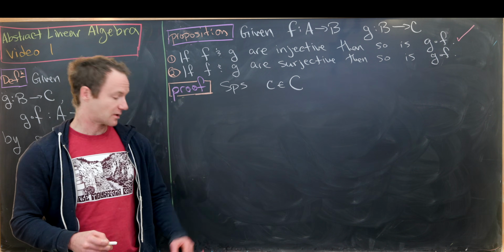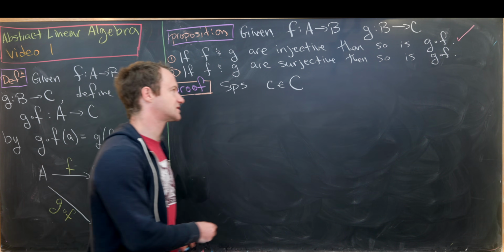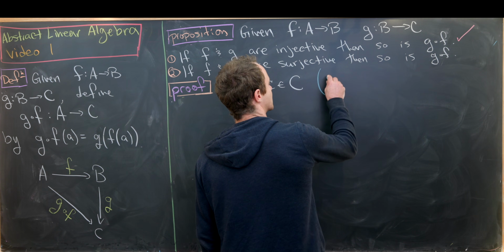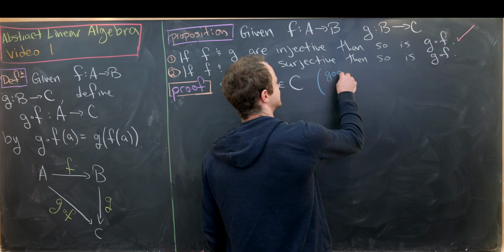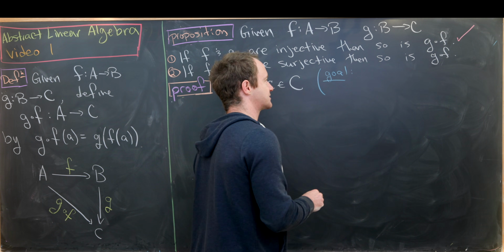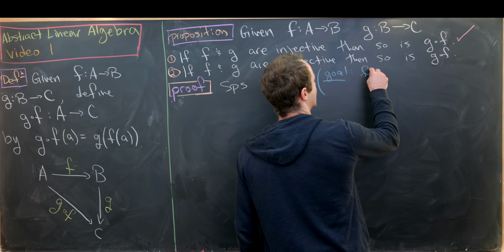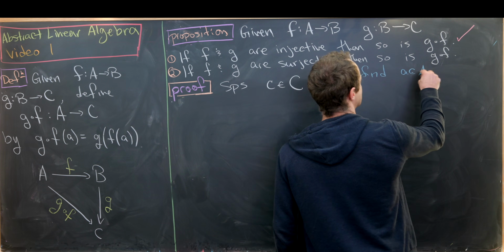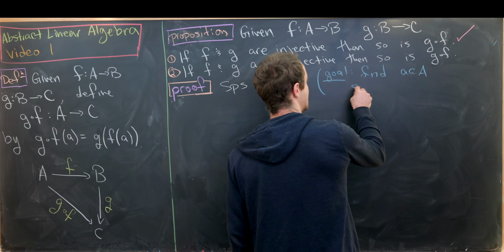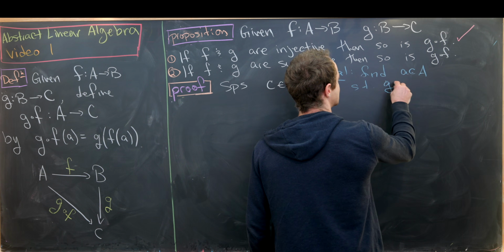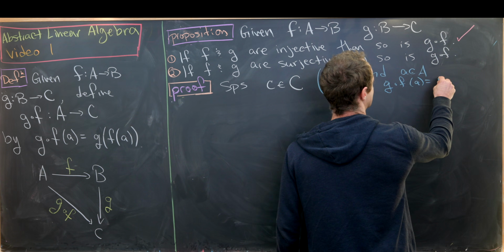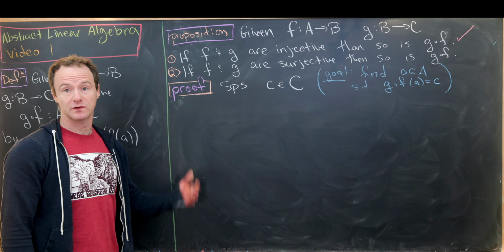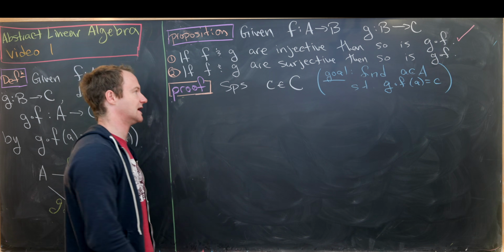And now let's work backwards. Actually, maybe before we get started, our goal here, so maybe we'll write it like this, is the goal that would end this proof: to find some A and some little a in A such that G composed with F evaluated at little a is equal to C. So let's work backwards one bit at a time.